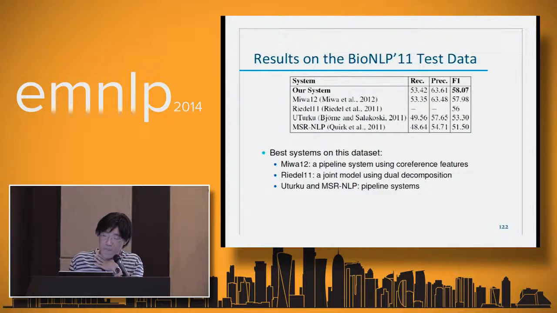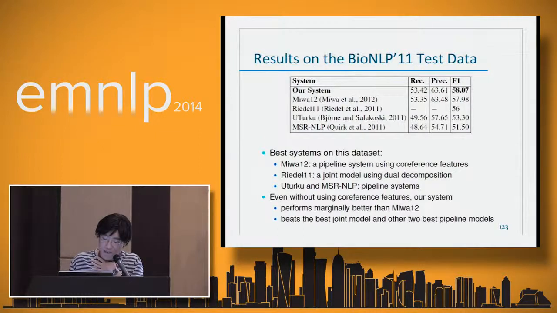And here are the results on the BioNLP 11 data set. Again, we show the results of the best system, MIWA 12, RIDO 11, and then there are 2 pipeline systems. And the MIWA system in particular uses coreference features, and our system doesn't. So even without using coreference features, our system performs marginally better than MIWA 12's system and beats the best joint model and 2 other best pipeline models.